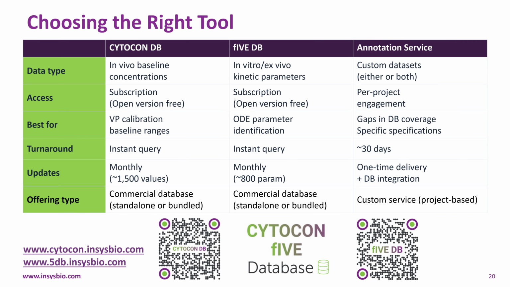To wrap up, here is how to choose between the 3. CYTOCON database. Use this for in vivo baseline concentrations that can be used for virtual patient calibration and defining baseline ranges. fIVE database. Best for in vitro kinetic parameters for ODE parameter identification. Annotation service. Choose this when you need a custom data set or need to fill specific gaps not covered by standard databases and have data in more convenient format.